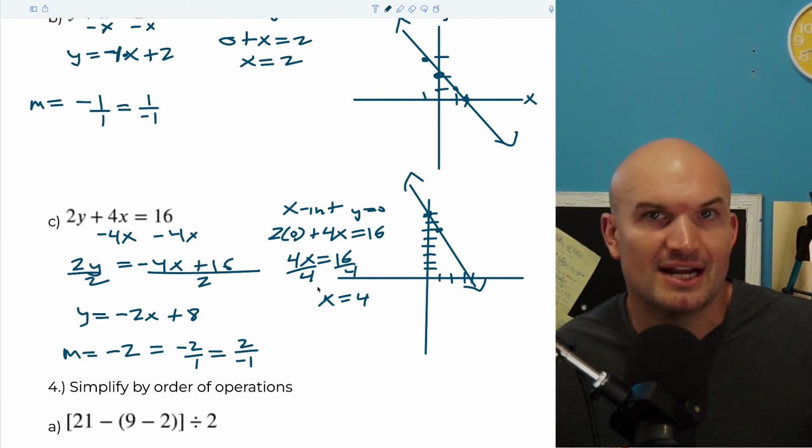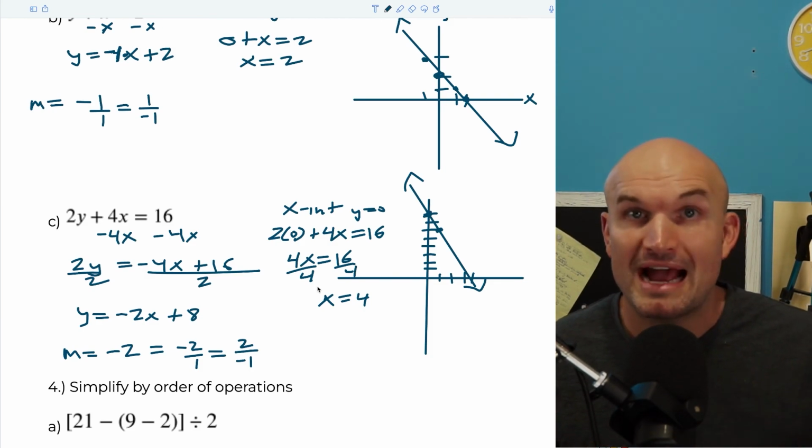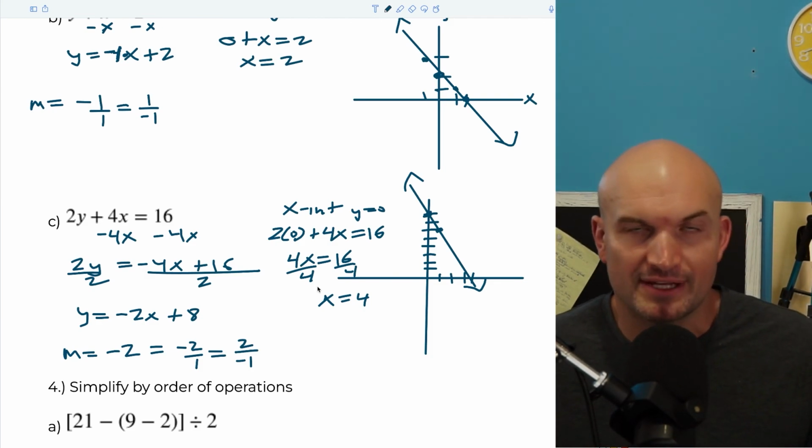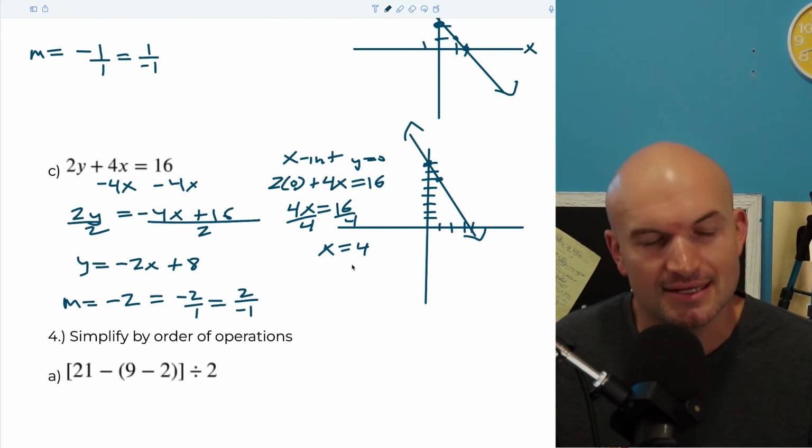So that's just another way to verify that your graph as you drew it was correct, right? You don't want to have the same positive slope or anything like that going on.